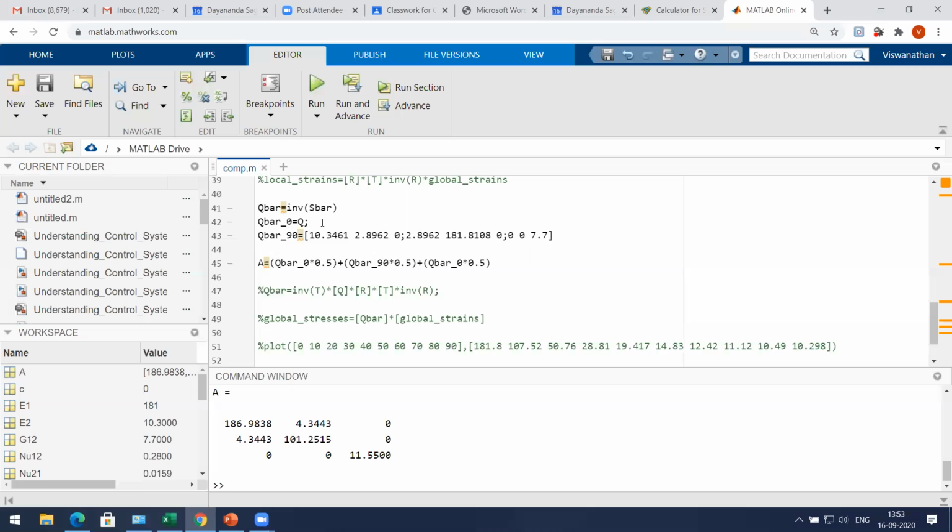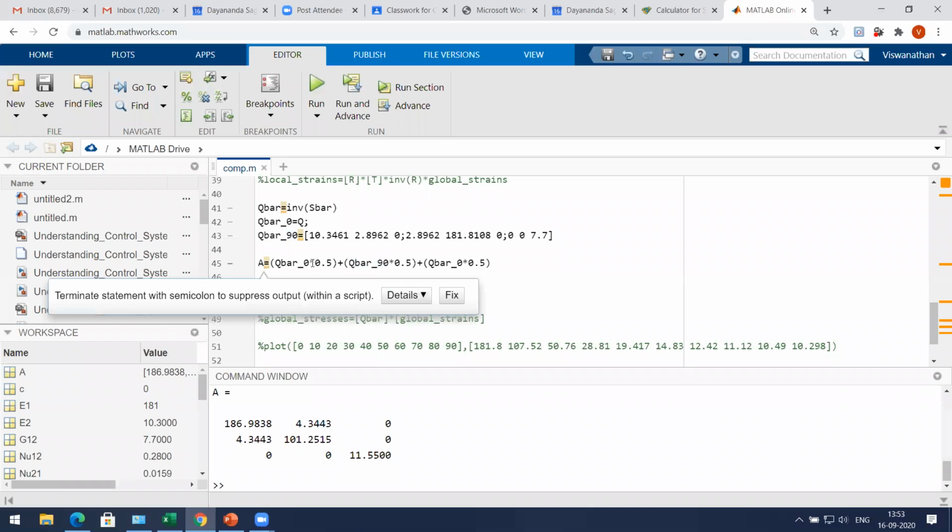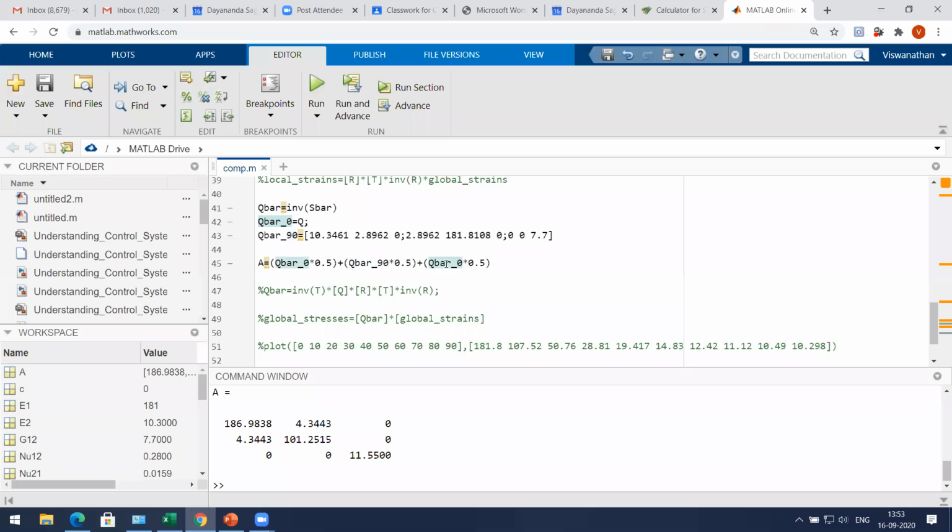Okay, so for 0 and 90, you just had to put this q bar underscore 0 as q, because q bar and q are the same for 0 degree, and q bar underscore 90 you were supposed to find out. After finding it, you entered this matrix, and to calculate the A matrix, this is the formula: the summation of all the q bar multiplied by the thickness. This comes 2 times because the layers are 0, 0, 90, 0.